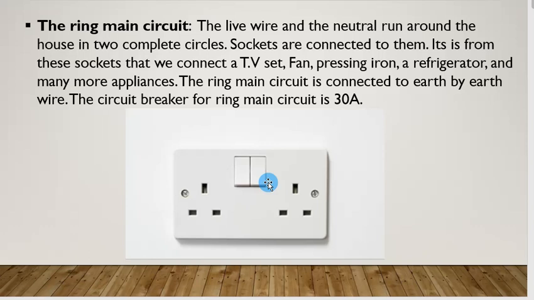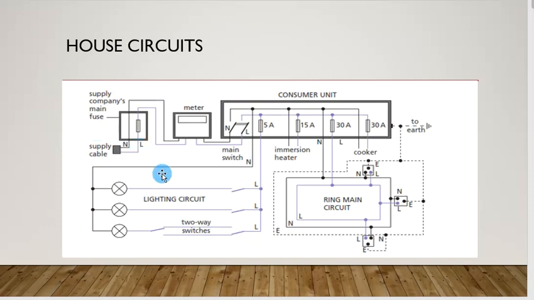Okay, then apart from the ring main circuit, we go to another circuit, the lighting circuit. The lighting circuit is connected to a 5 amps breaker, because the current that it demands is very low. That's why it is connected to only a 5 amps breaker.